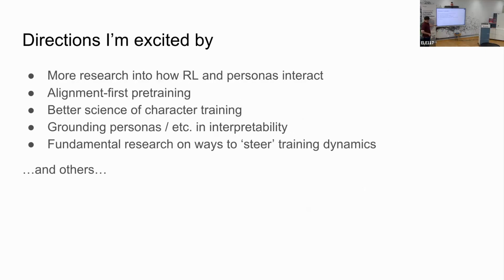And just some directions I'm excited by. I think most of these I've already covered, but maybe I'll highlight alignment-first pre-training, the science of character training or constitutional AI, and whether there are better techniques than that, for example. Also figuring out how to operationalize personas. Maybe this is just doomed, but we should try a little bit. And there's other stuff which I can talk about.